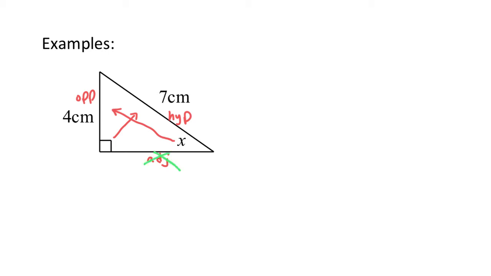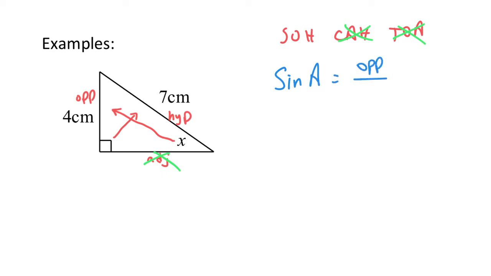So whenever we go to SOH CAH TOA, we're going to get rid of the one that has the terms that have the adjacent. So that's CAH and TOA. So it's sine we're going to use. Sine of A equals the opposite over the hypotenuse. So that's the sine of x equals 4 over 7.